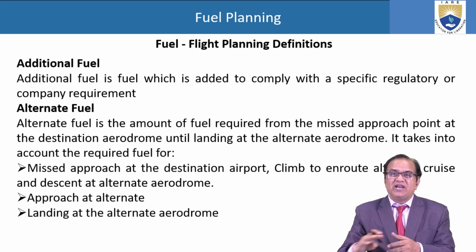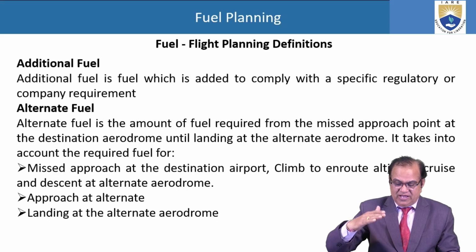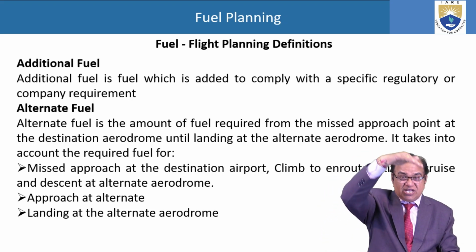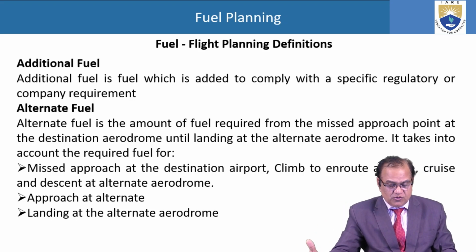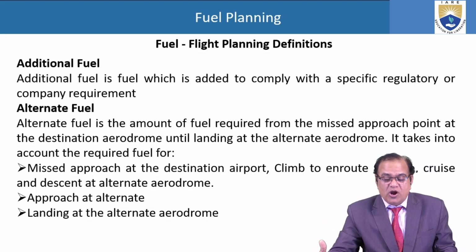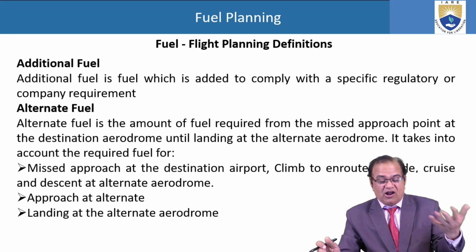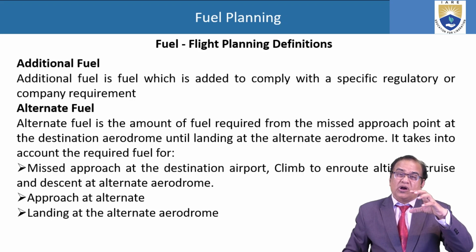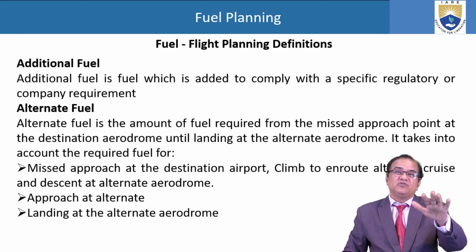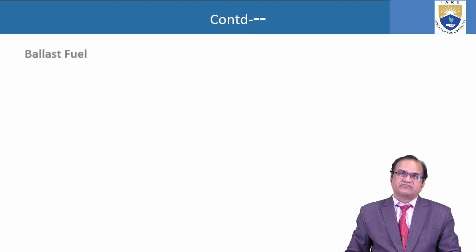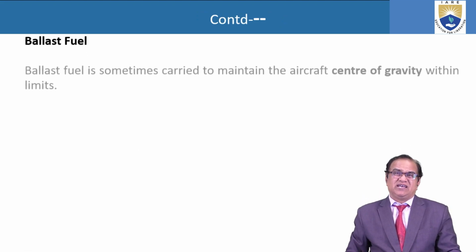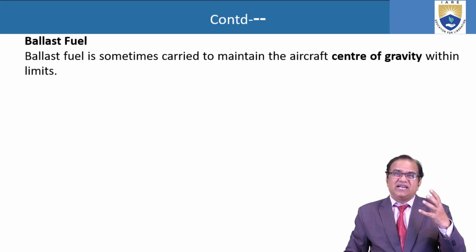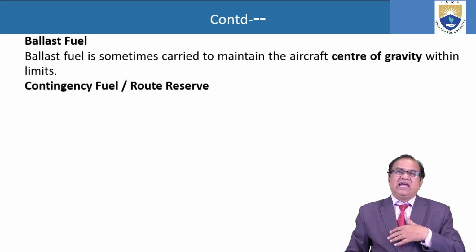So you have to calculate the missed approach, how much fuel is required, then climb to en route, then cruise to en route, then descend and again land. That much fuel you have to carry alternately, approach at alternate and landing at the alternate. All these things you have to count how much fuel is required. That fuel is called the alternate fuel. Ballast fuel, it is the fuel which is used to maintain the center of gravity of the aircraft within the limit. That is called the ballast fuel.